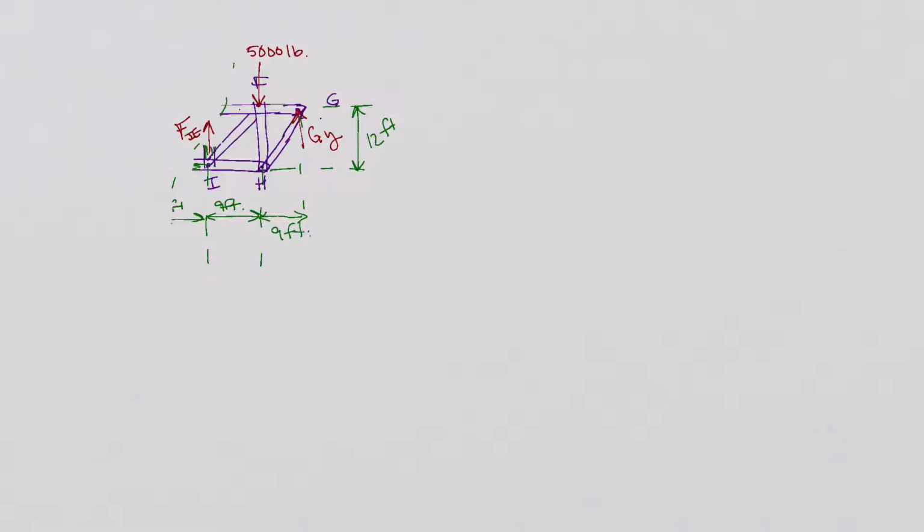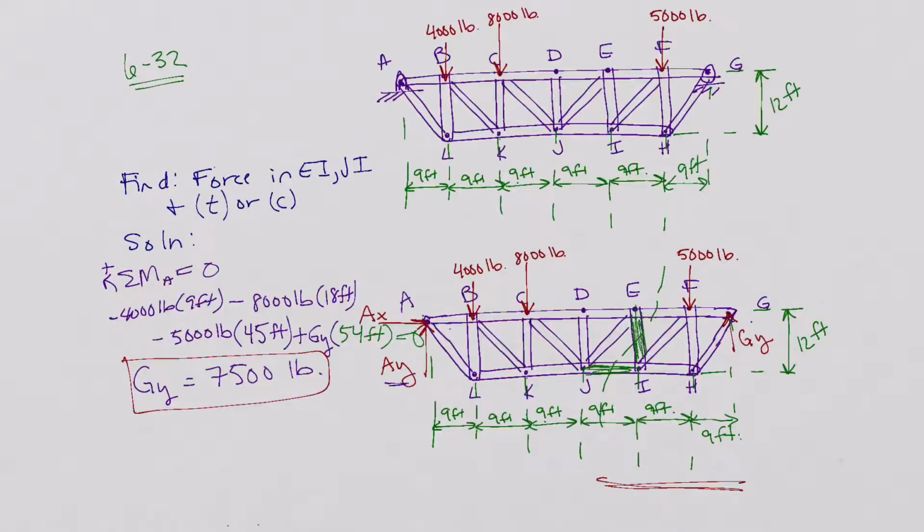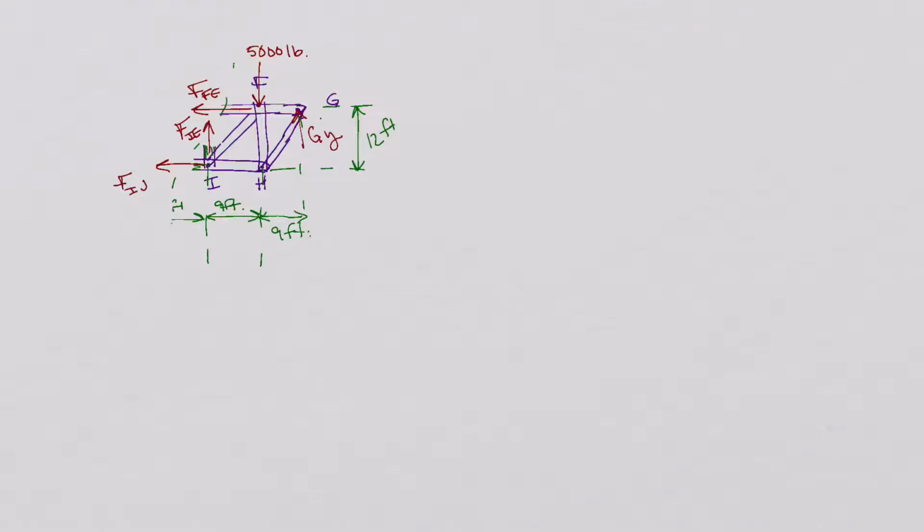We have this force, which is the force from F to E, and then we also have this force, which is the force from I to J. So we have 3 unknowns. We know GY, so we just figured out it was that 7,500 pounds. So we should be able to do our sum about our forces in the Y and X and in the moments.